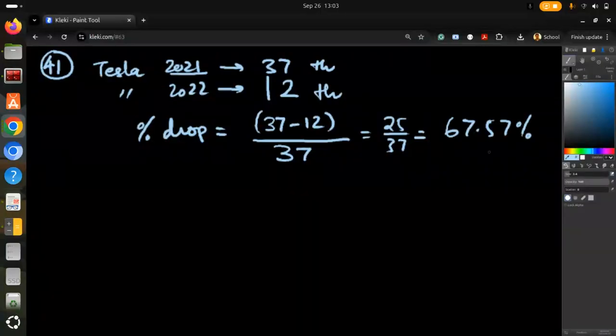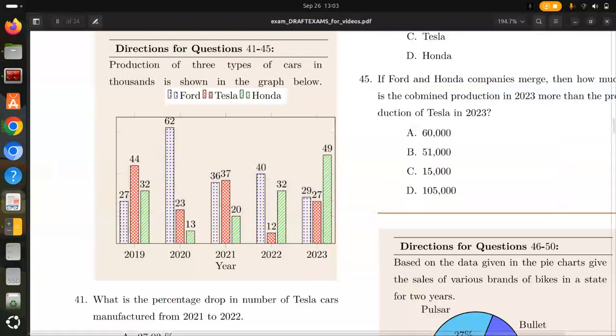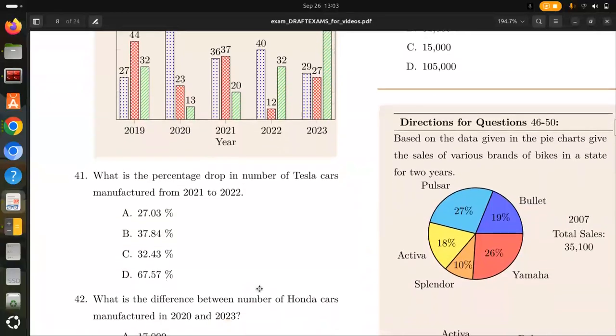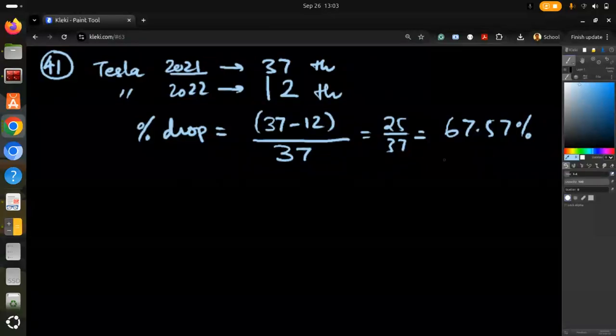percent. Okay, so let's see if any answer matches that. Right, so option D actually matches. Actually, if you see, all the others are quite less, and this is quite more. We could have solved this simply by observation, but anyway. So the answer to 41 is D.